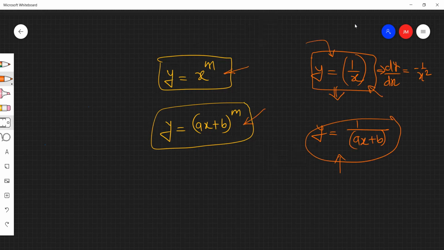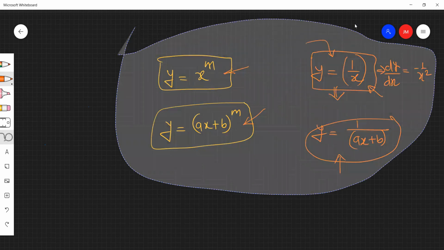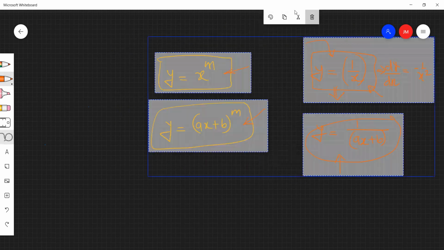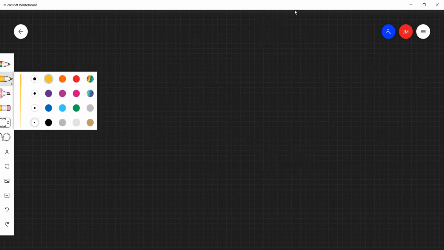So I am starting with the nth derivative of y equals 1 upon x. And this is actually the second question from exercise 1.5 from the derivative topic, question number 4, part second. It is y equals 1 upon x.